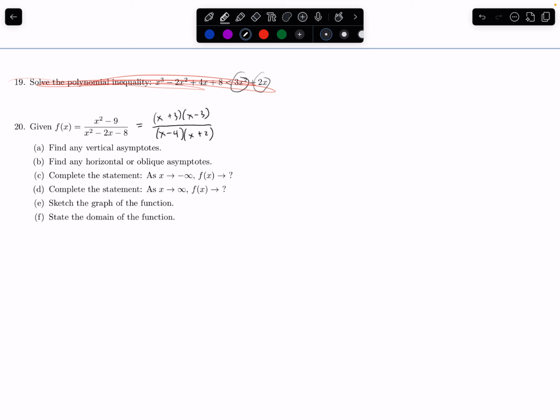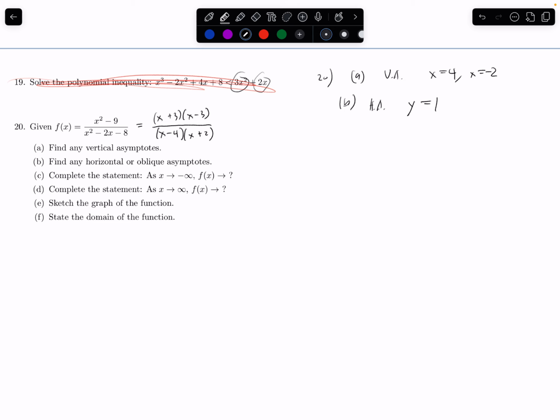Okay, so answering 20, part A, vertical asymptotes are going to be x equal to 4 and x equal to negative 2. Okay, part B, horizontal asymptote or oblique. Oblique happens when the power is one more in the top, and then you have to do the long division, but they're equal in this case. So that means I have a horizontal asymptote at y equal to 1.